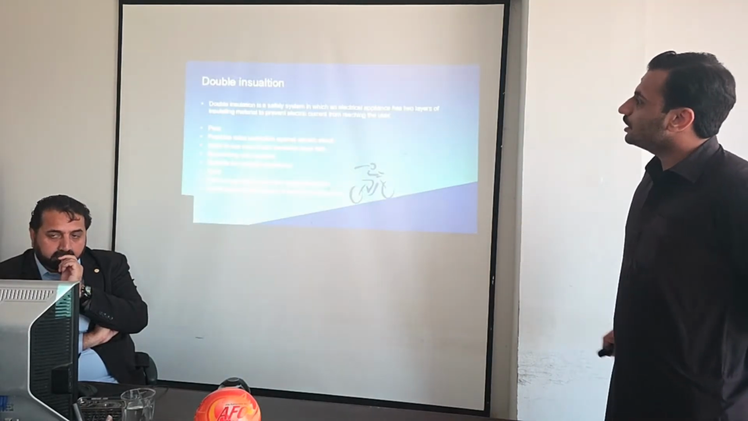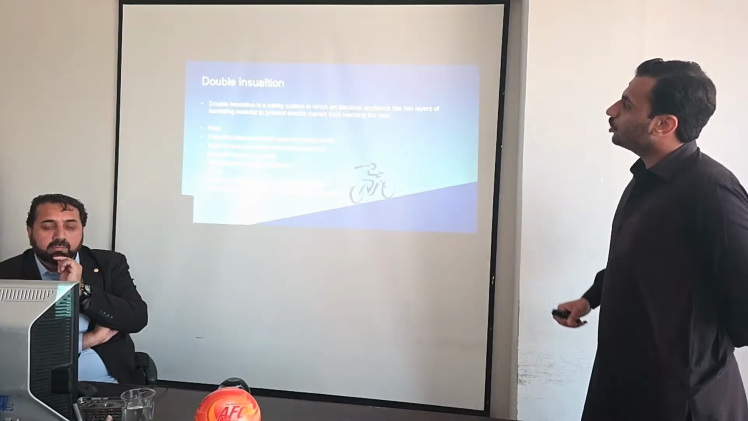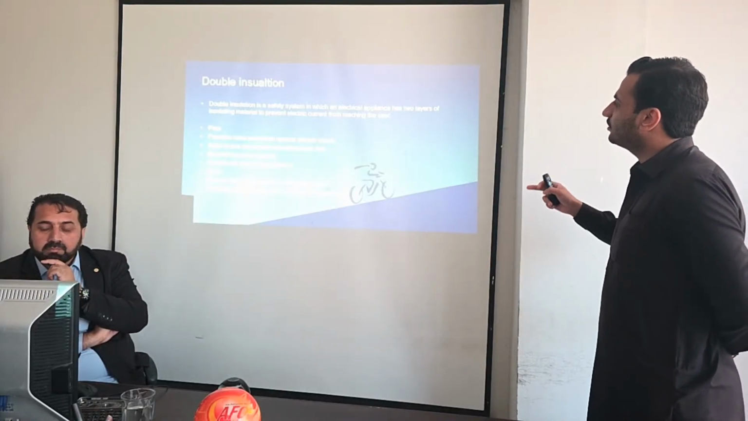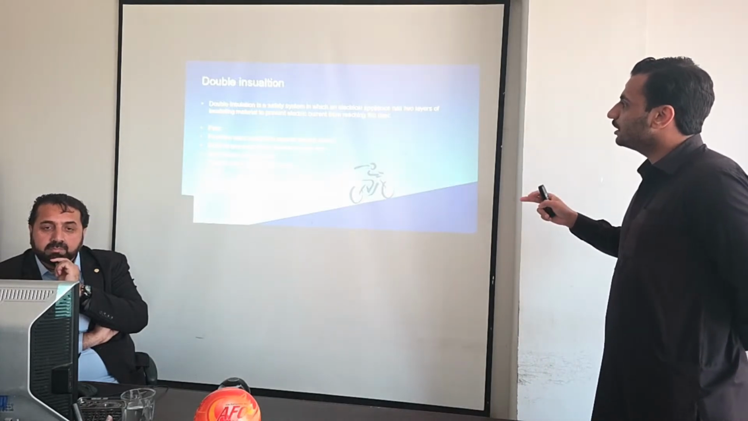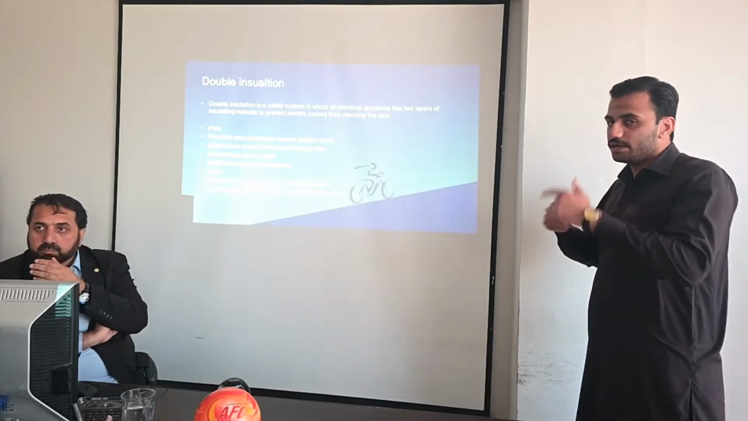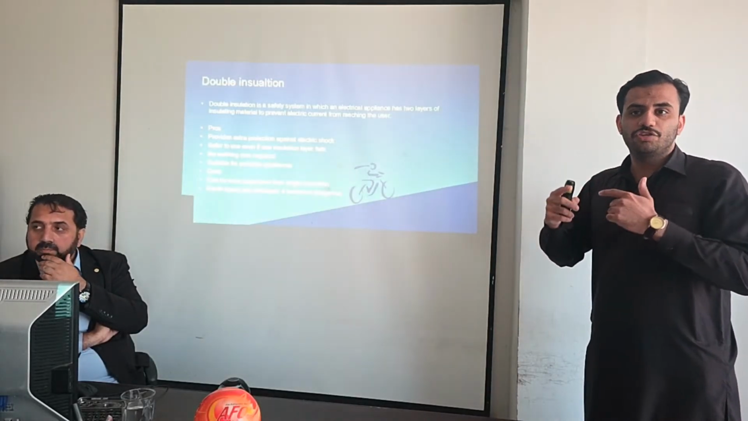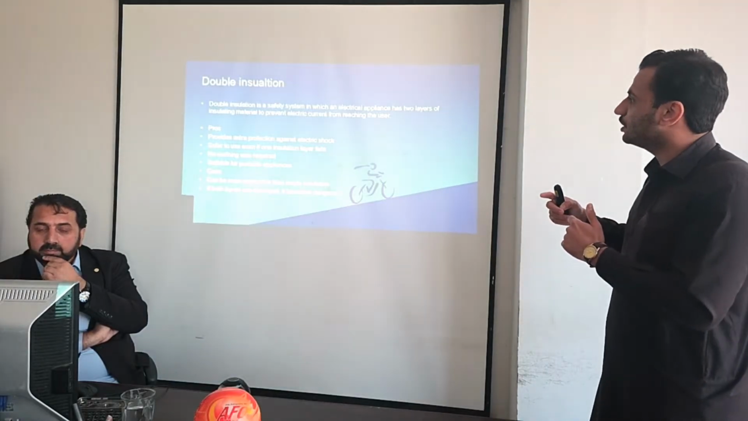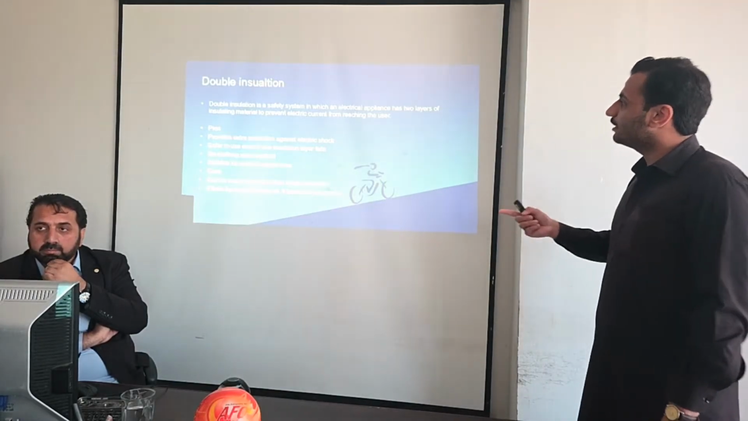So what is double insulation? In the learning objectives, I mentioned the definition. It is a safe system in electrical appliances, with two layers of insulating material to prevent electric current from reaching the user. It contains double insulation of non-conductors, not conductors. It contains double insulation of plastic which protects the user from the current.